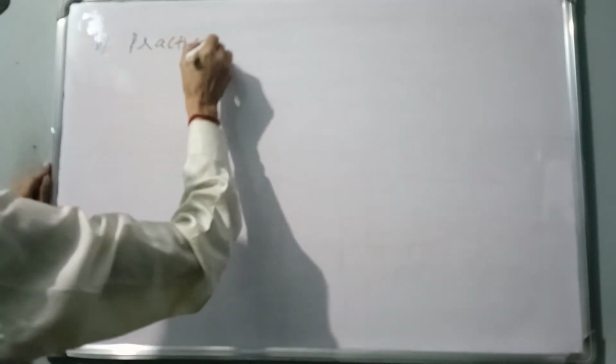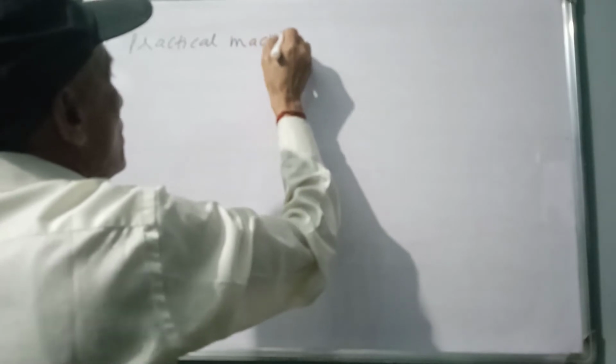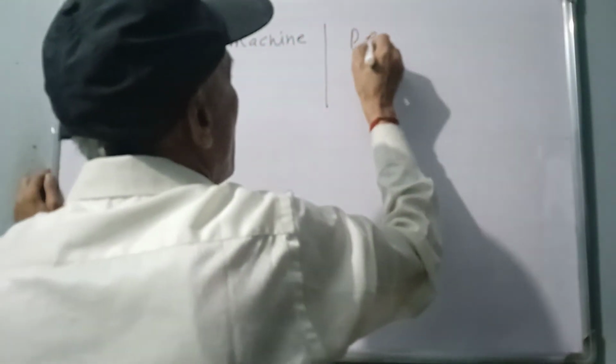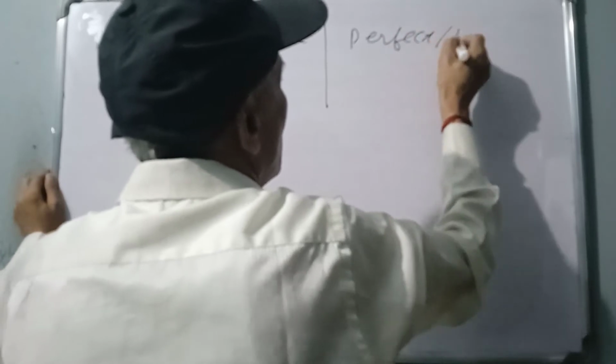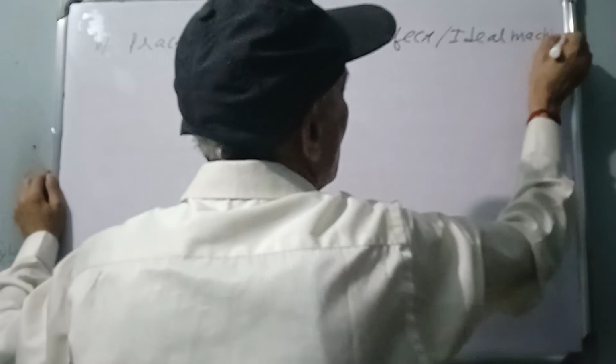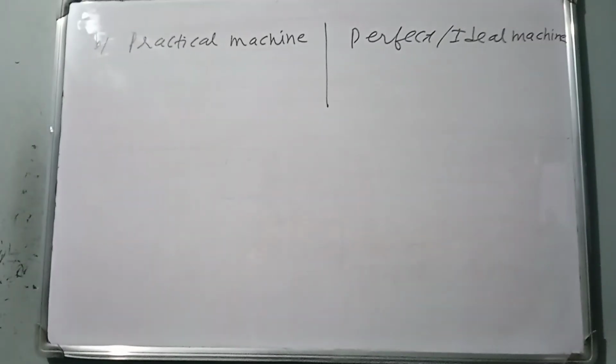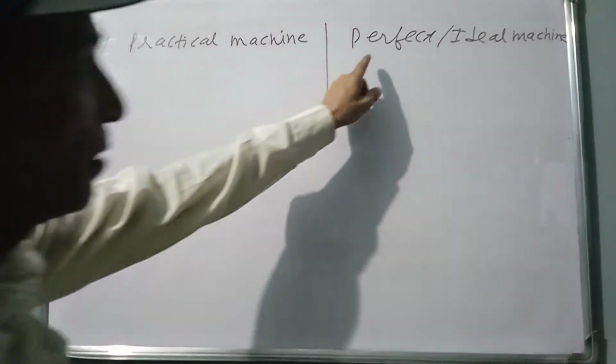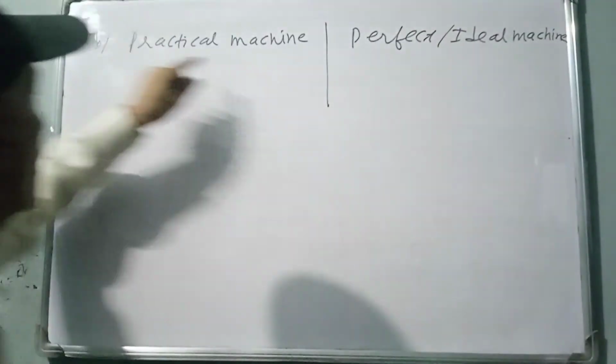Difference number B, MA and PR. Or before that, practical machine and perfect or ideal machine. It can also be asked. Sometimes practical machine and perfect machine, or an ideal machine, or perfect and ideal.